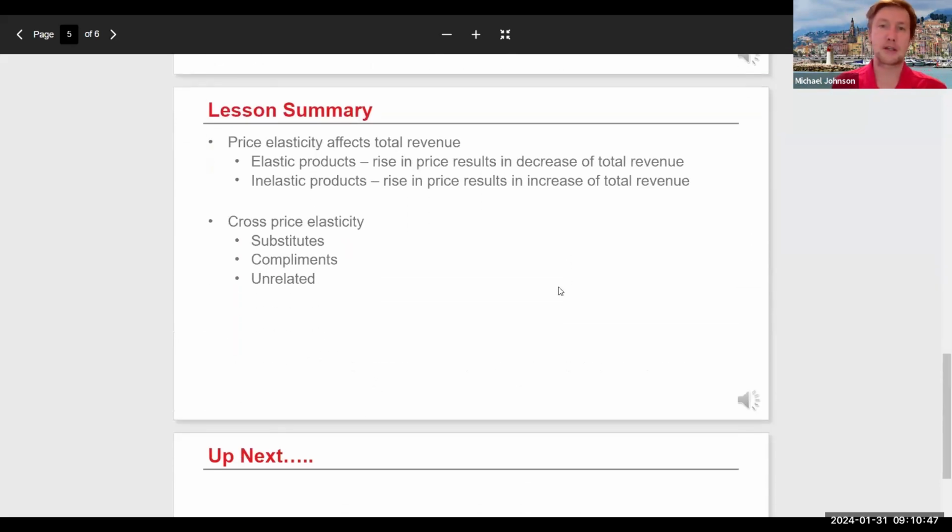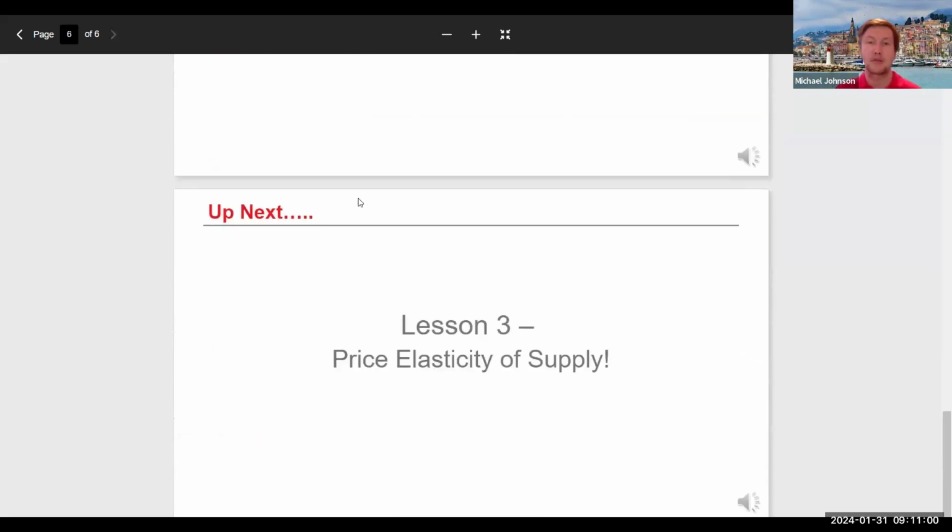So price elasticity affects total revenue. Elastic products: a rise in price results in a decrease in total revenue. Inelastic products: a rise in price results in an increase in total revenue. Cross price elasticity: substitutes, complements, unrelated. And we'll get to the next thing.